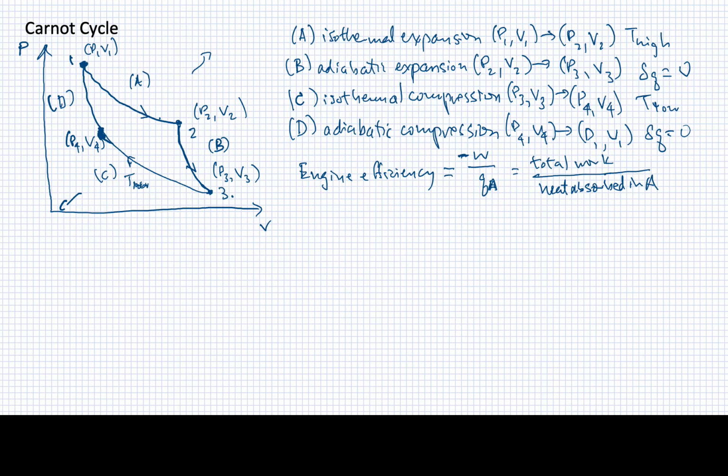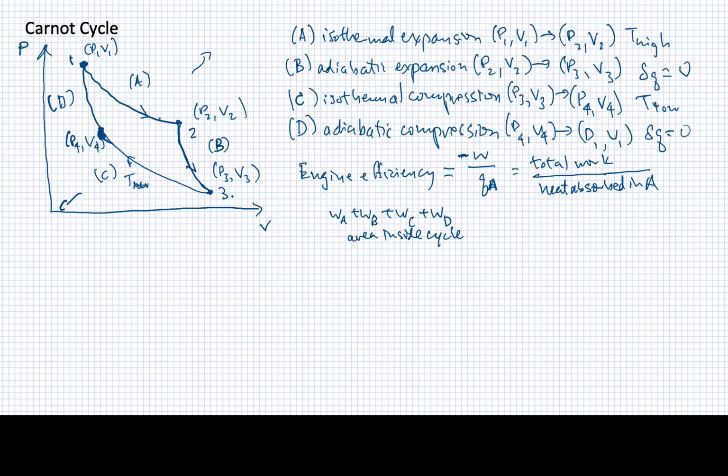All right. Now, in that first step, well, first of all, the work that we're getting out of this is the work that's going through all four steps. So it's WA plus WB plus WC plus WD. And we know from our examination of cyclic processes that that's just going to be the area inside the cycle.